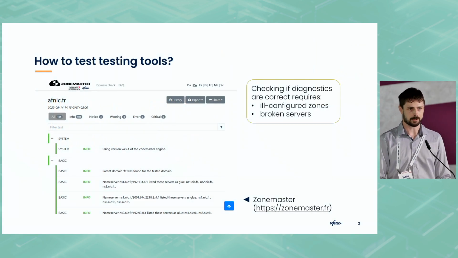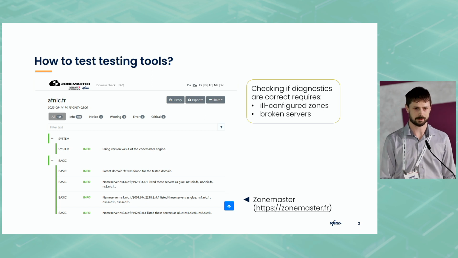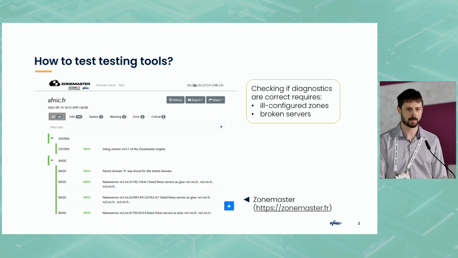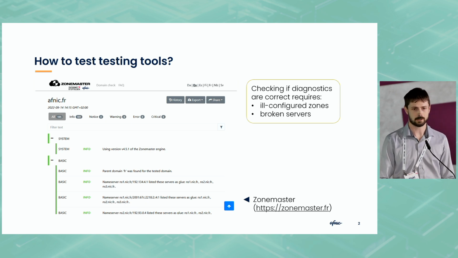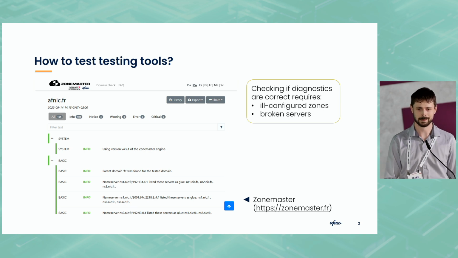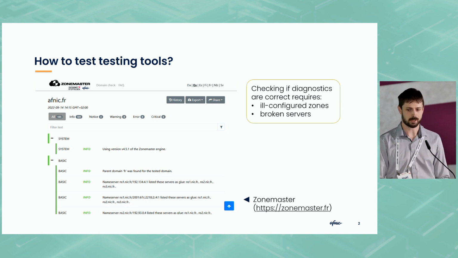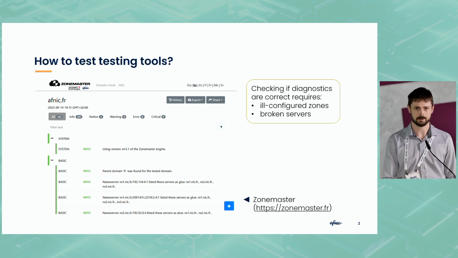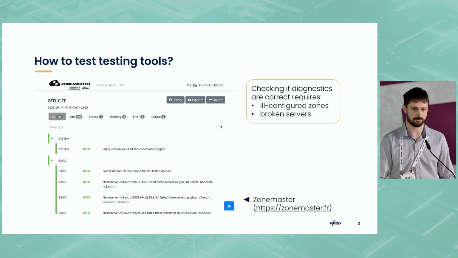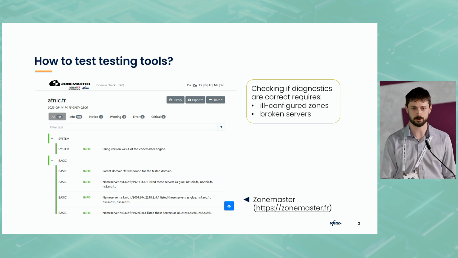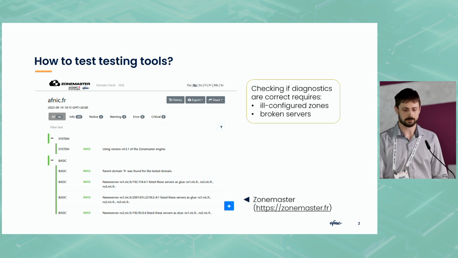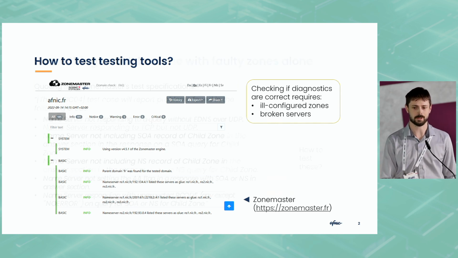So when I joined AFNIC, I started working on Zonemaster. It's a collaborative project that we have in common with Internetstiftelsen, the registry of .se. And I started quickly wondering, how do you test a testing tool? Now, what we do have already are zones that contain resource records with invalid data, or badly configured zones, for example, with broken DNS keys or broken trust chains. But for some other things, this is not always enough.